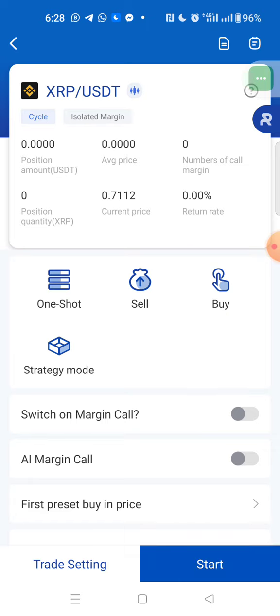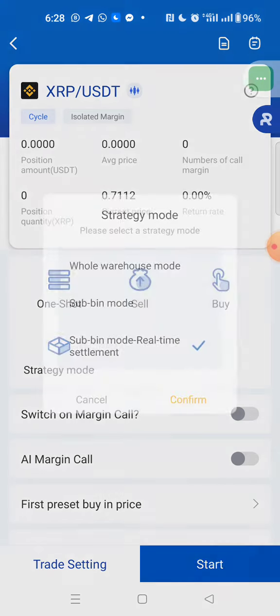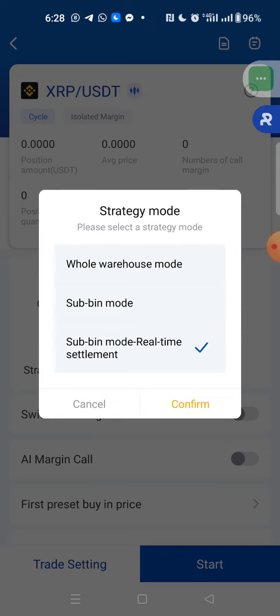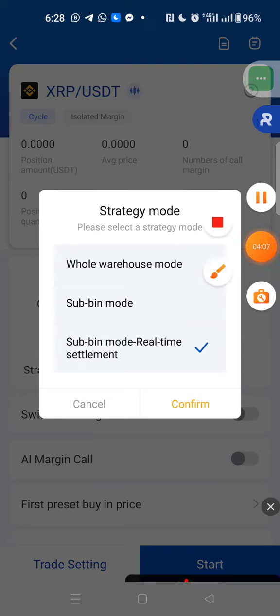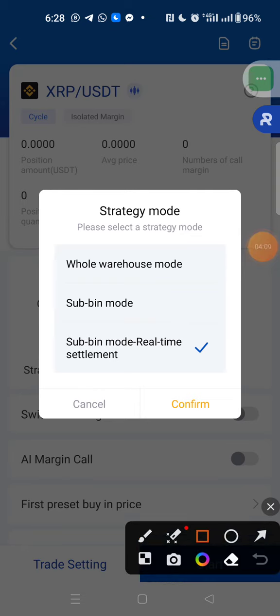But that is not why we are here. The strategy mode, depending on the number of margin calls, we shall discuss later or in our next lessons. But the strategy modes are 3. You don't need to get worried. The whole warehouse mode, whatever the robot buys. So if you are only using 4 margin calls that I'm going to discuss, don't worry when your strategy mode is in the whole warehouse mode.